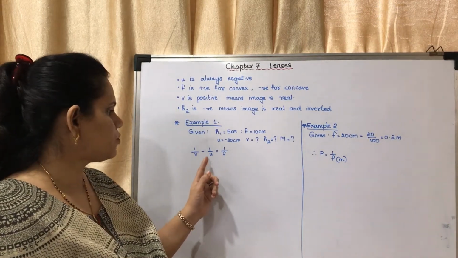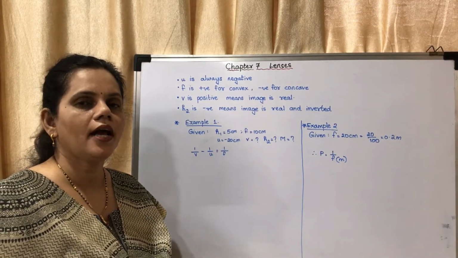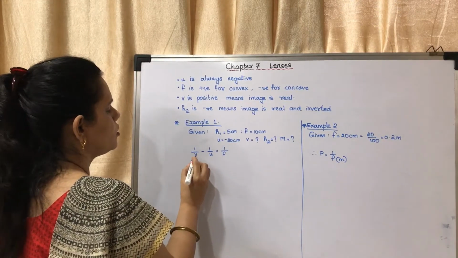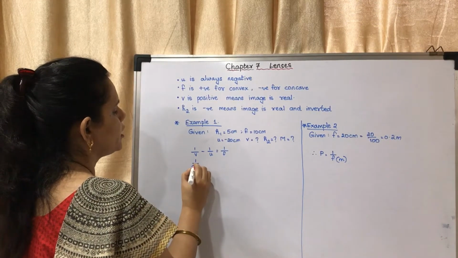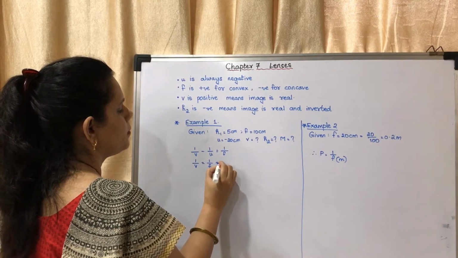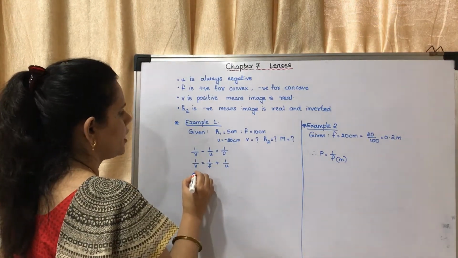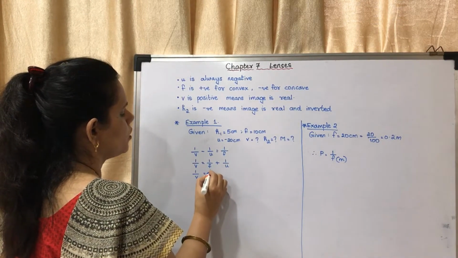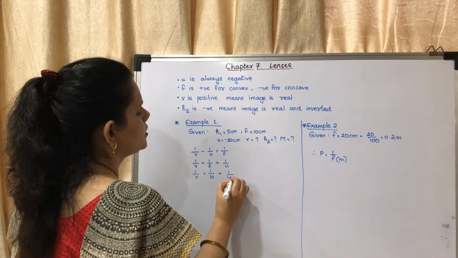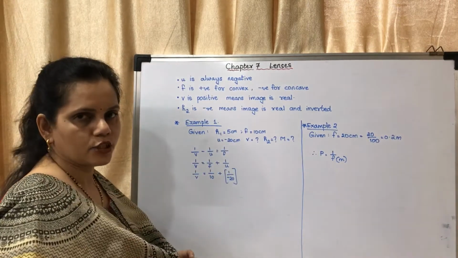With the help of the lens formula, 1 upon V minus 1 upon U is equal to 1 upon F. Here you may see what you have to find out. You have to find out V. So the equation becomes 1 upon V is equal to 1 upon F plus 1 upon U. By substituting, I will get 1 upon V is equal to 1 upon 10 plus 1 upon minus 20, because U is minus 20.